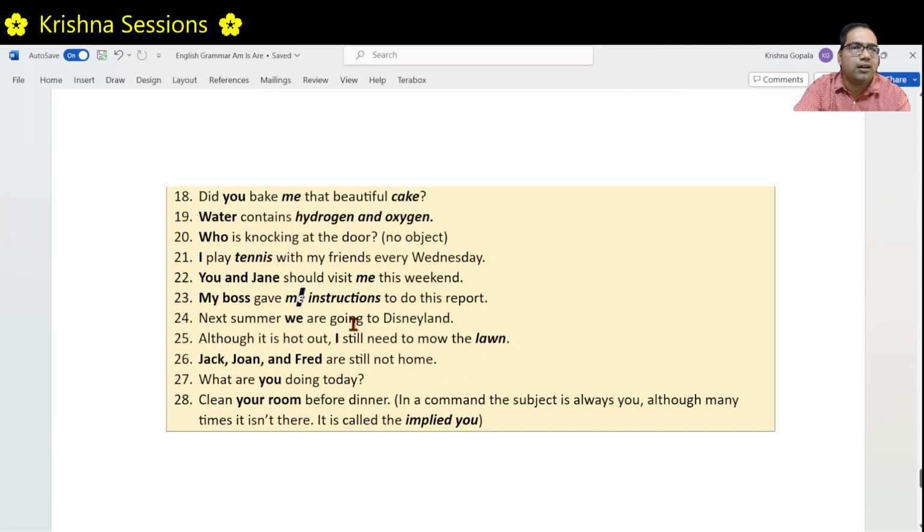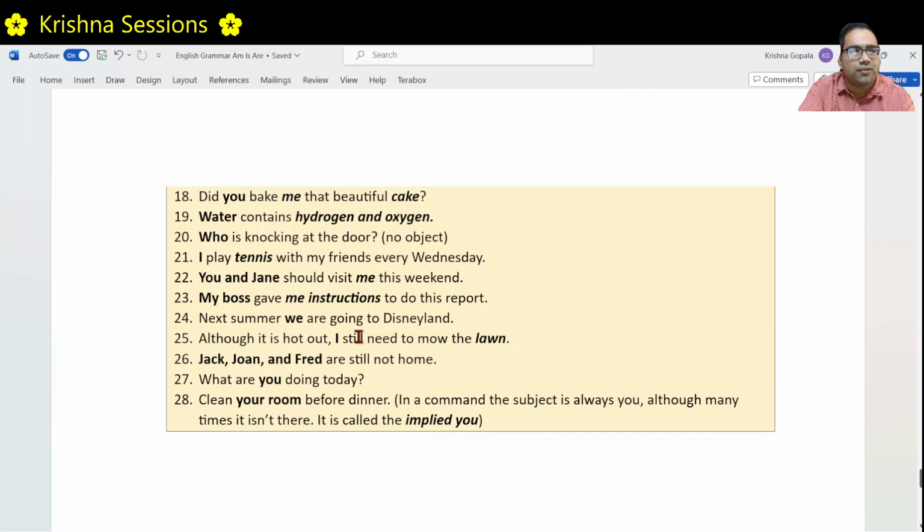Next summer, we are going to Disneyland. Again, we are going to Disneyland. We is the subject. Who are going? We are going. But going what? There is no answer. Going whom? There is no answer. Going to Disneyland, here there is no direct object. Right. Please be careful here. Going to Disneyland, there is no direct object here, because going what? Going whom? is not giving any answer.